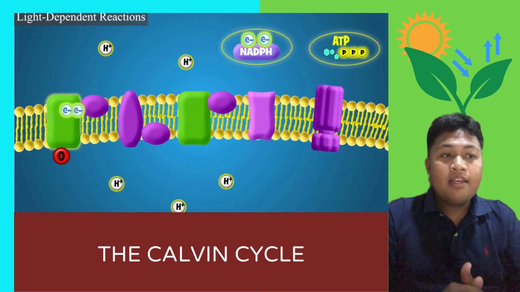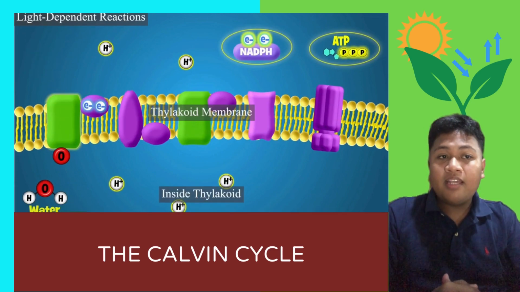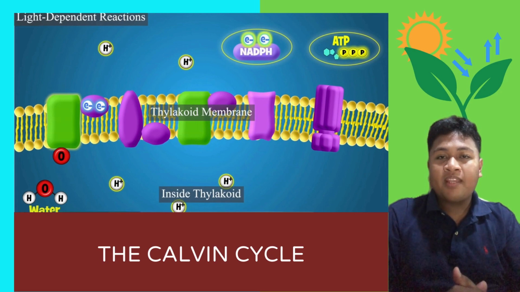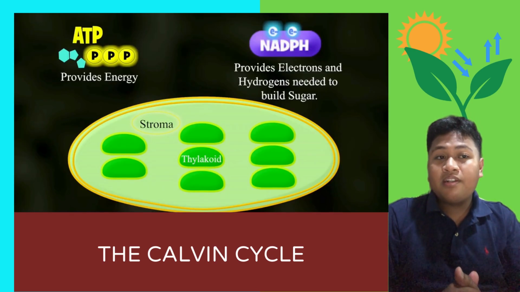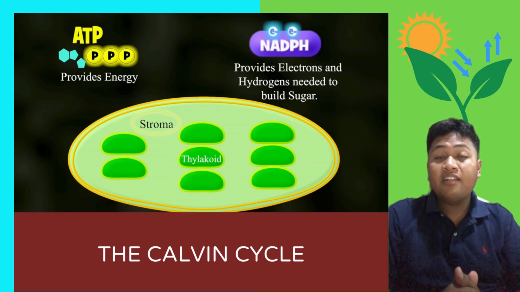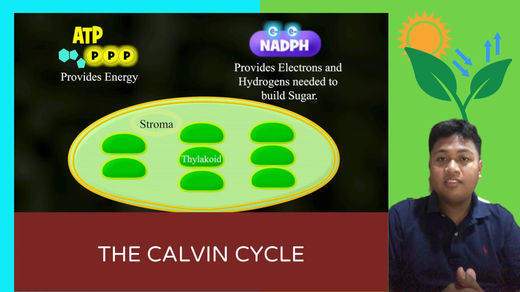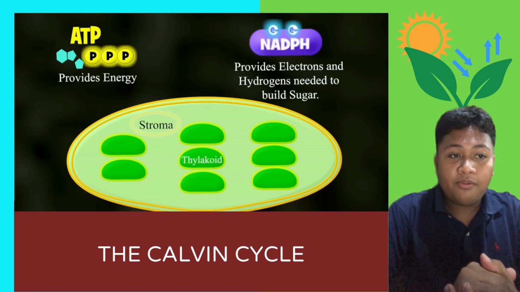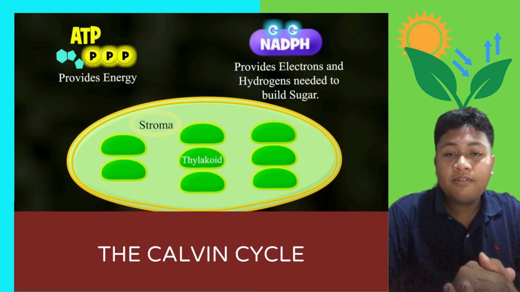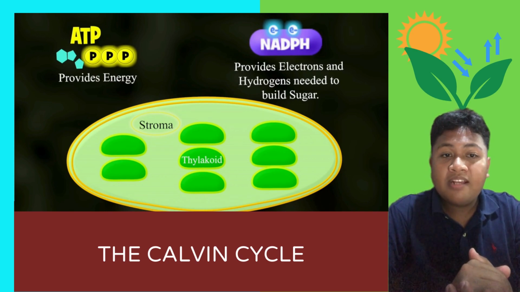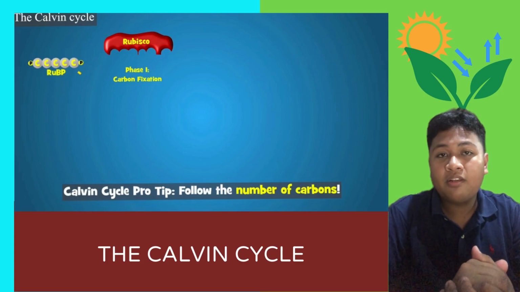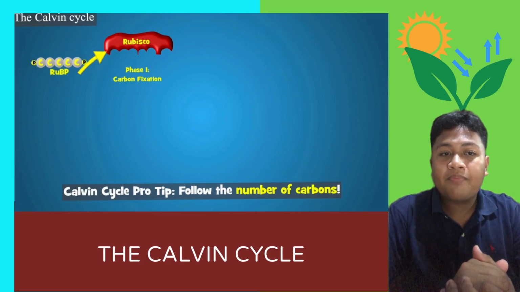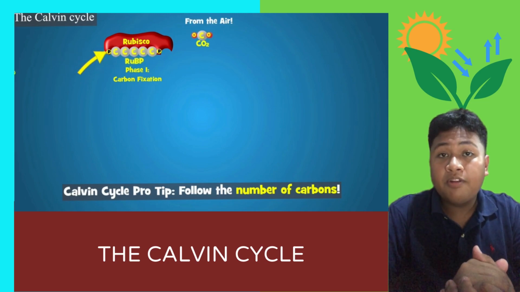The stroma, the fluid that surrounds the thylakoids, is where the Calvin cycle occurs. In the Calvin cycle, reducing carbon dioxide to create sugars requires the energy of the ATP and the electrons and hydrogens of NADPH. The process is as follows. Phase 1 is the carbon fixation. An enzyme known as rubisco adds carbon dioxide from the atmosphere to a 5-carbon molecule known as RuBP. We refer to this as carbon fixing.